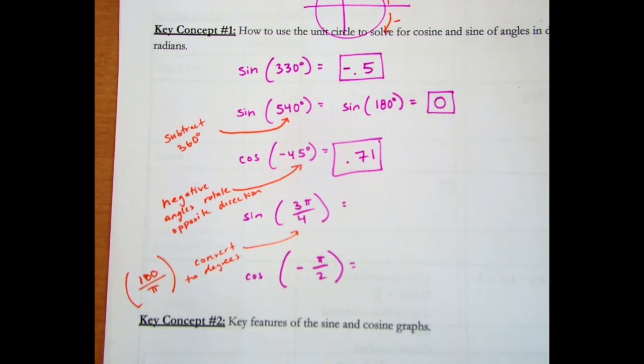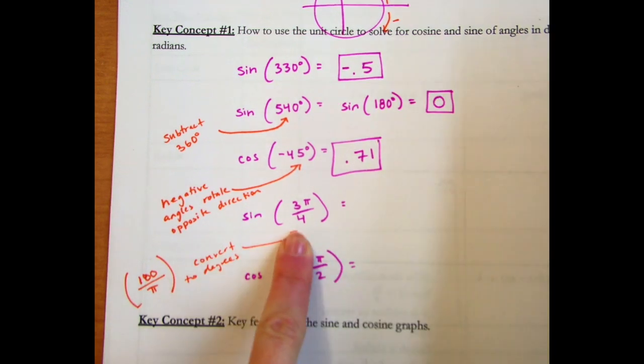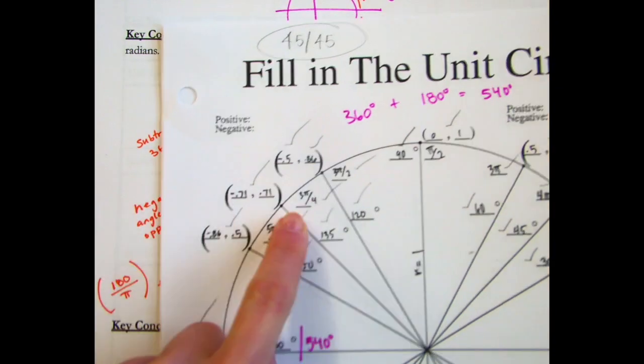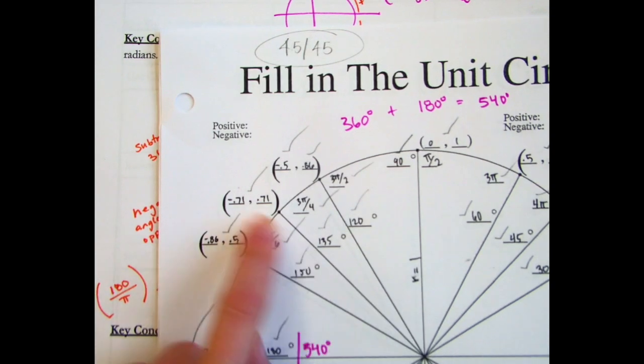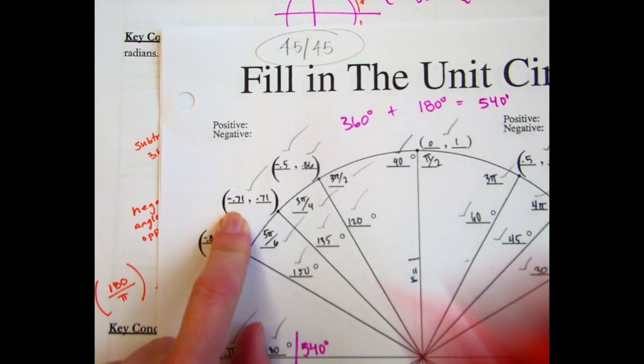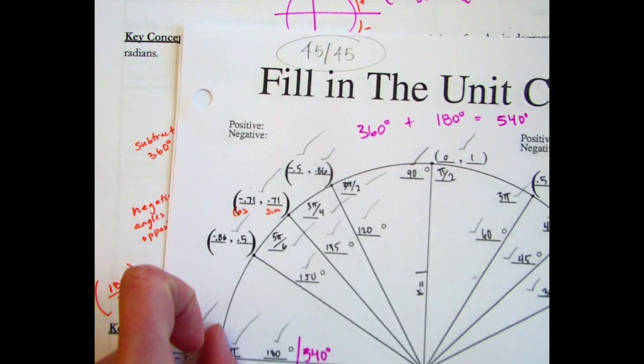So I'm going to go to 3 pi over 4. I can see that corresponds to 135. Oh, and I was looking for the sine, so I want to look at that positive 0.71. Sine is positive in the second quadrant.